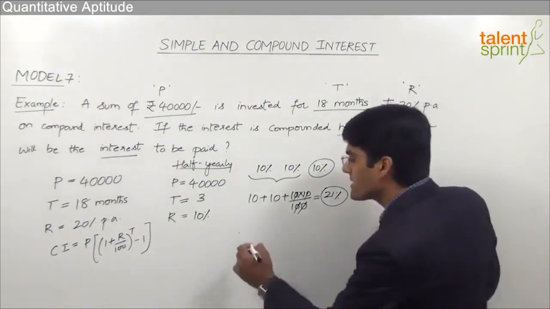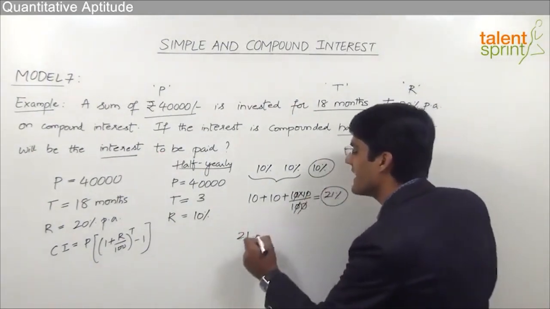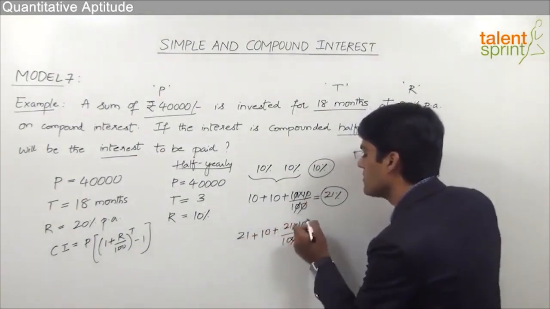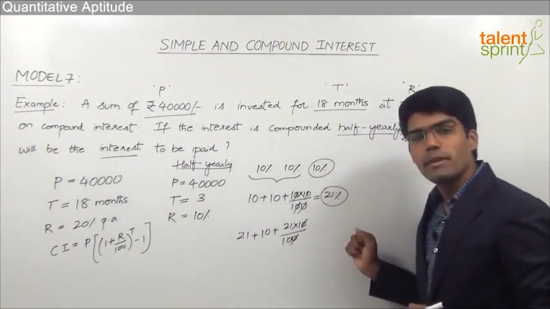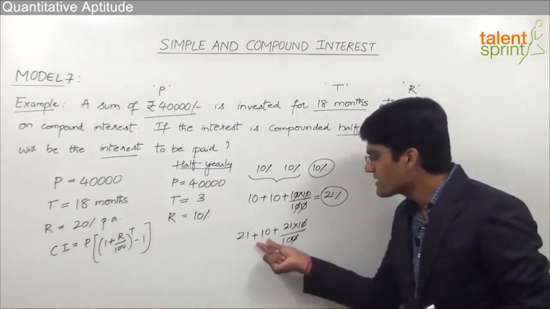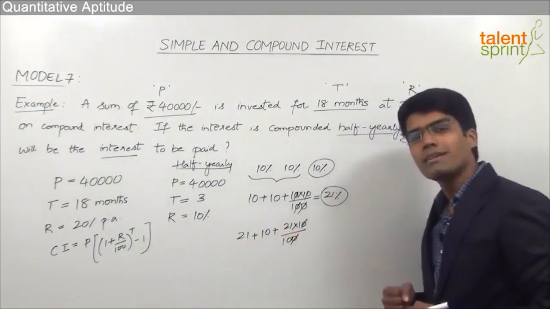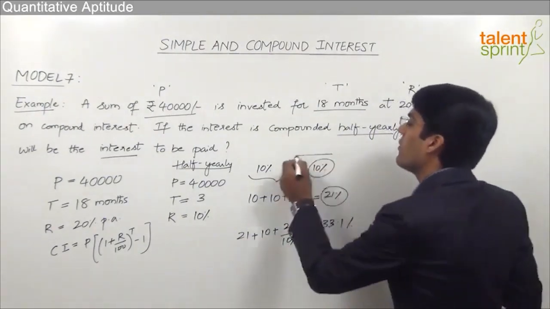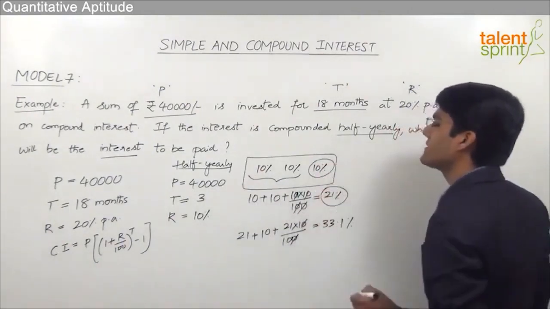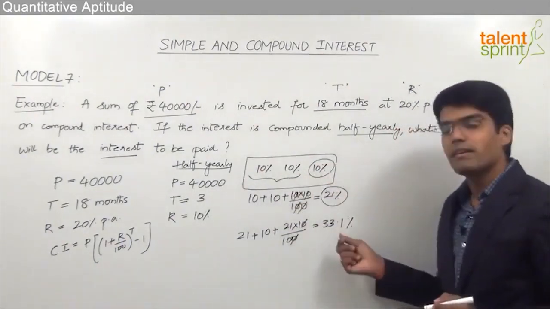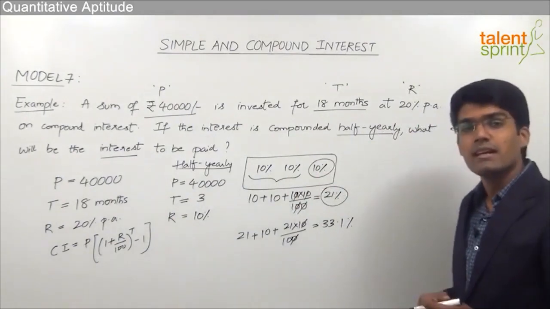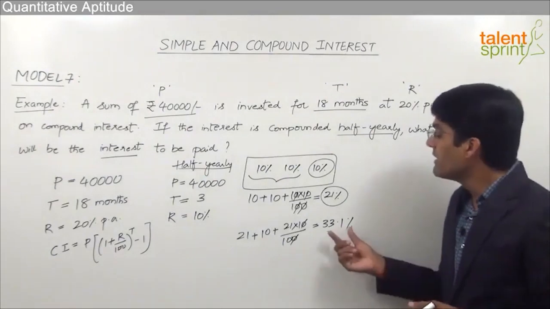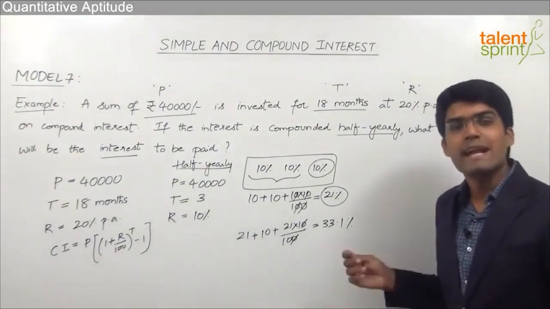So the net or effective percentage would be 21 plus 10 plus 21 into 10 by 100. So 0 gets cancelled and 21 by 10 would be 2.1. So 21 plus 10, 31, 31 plus 2.1 is 33.1. So very clearly the overall or the effective percentage for all these 3 values here would be 33.1%. So we can say that the compound interest that is generated here in the span of 18 months would be 33.1%. And that has to be calculated.